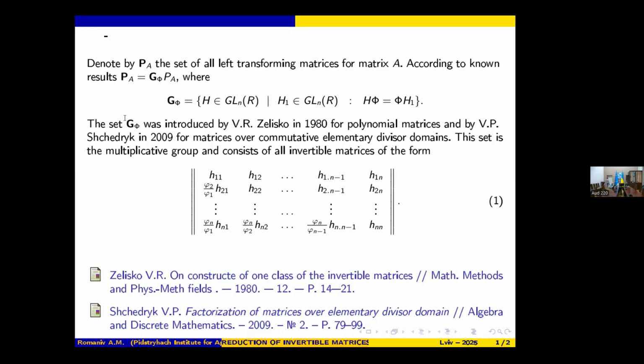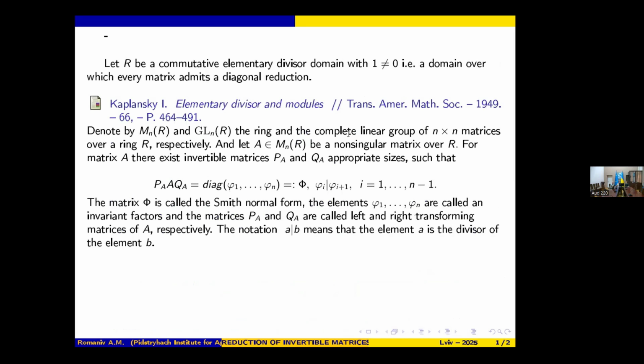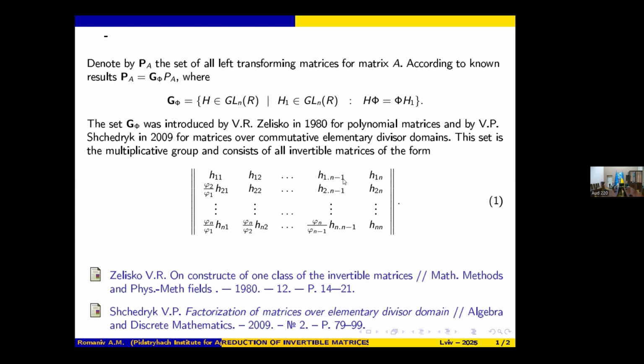The set G was introduced by Zelisko for polynomial matrices and by Shchedryk for matrices over commutative elementary divisor domains. What is F here? Yes, I see, thanks. This set is a multiplicative group, or Zelisko group, and consists of all invertible matrices of the next form.